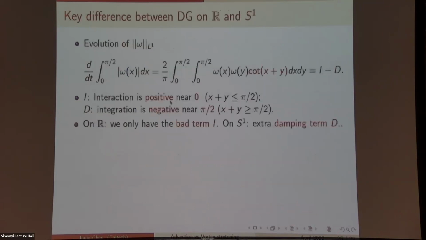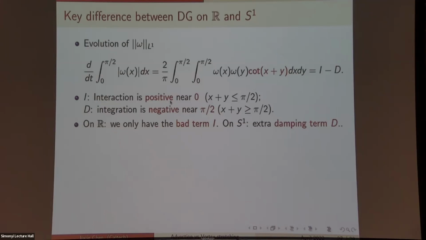But so far, I have not told you why the domain being a circle plays a role. So why is there a difference between the real line and the circle? The difference is again captured by this evolution of the L1 norm, which I have discussed earlier. The L1 evolution is governed by this interaction. The interaction is positive near 0, which is a bad term. Away from 0, this is a good term because the kernel changes sign. On the real line case, we only have the bad term, the first bad term.